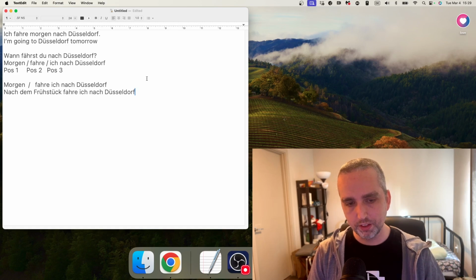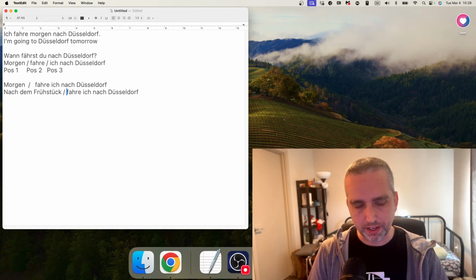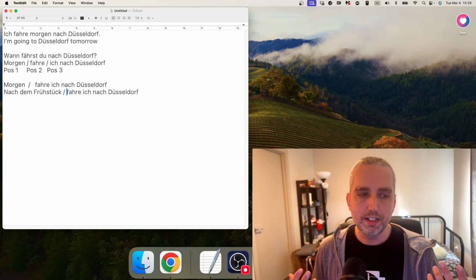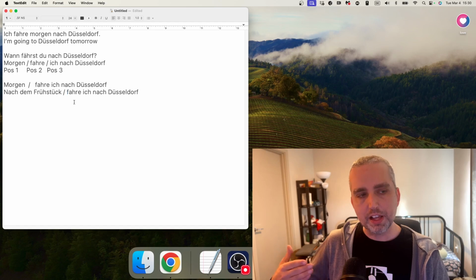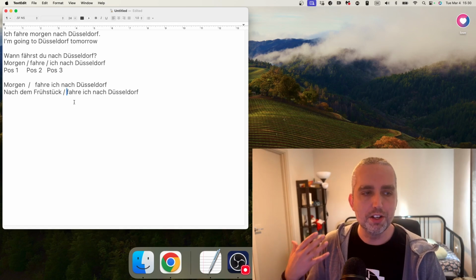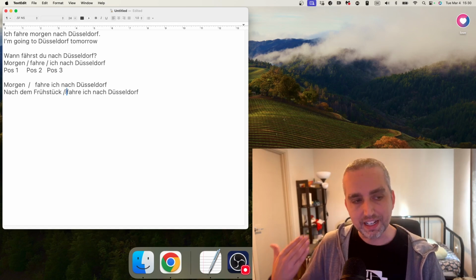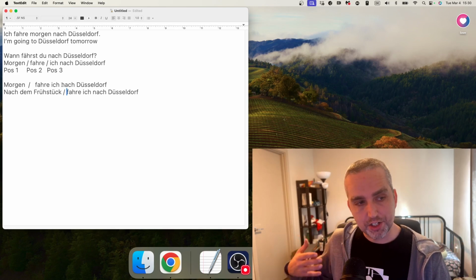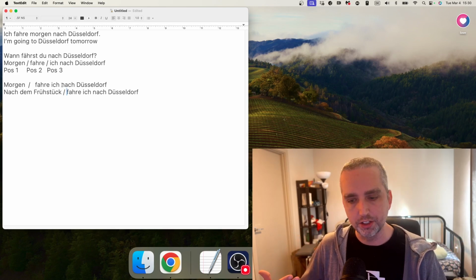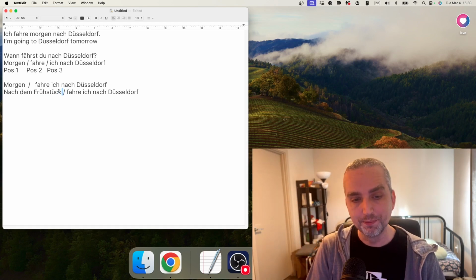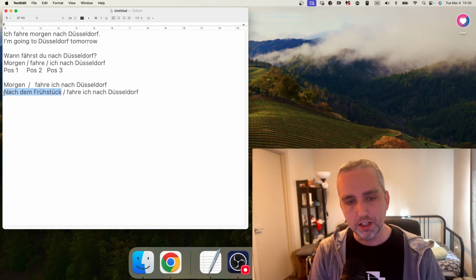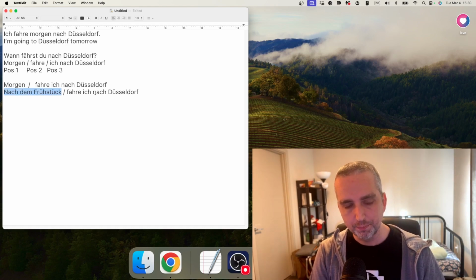And as you learn something like this, you would want to learn the rule, and you might spend 1 to 5 minutes learning this rule explicitly, just long enough to understand what's going on so that you don't get confused when you look at it. But from then on, you're really just learning it by example. So now we would have nach dem Frühstück fahre ich nach Düsseldorf. You wouldn't say nach dem Frühstück ich fahre nach Düsseldorf. That sounds really bad.